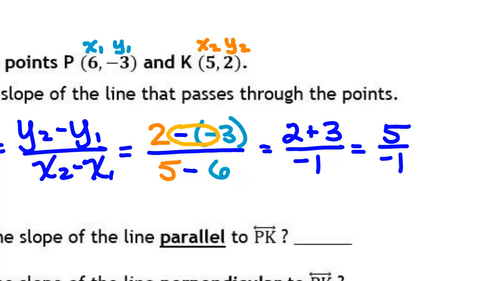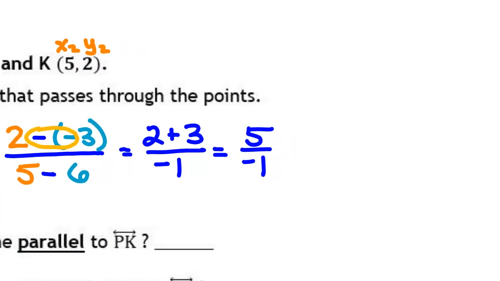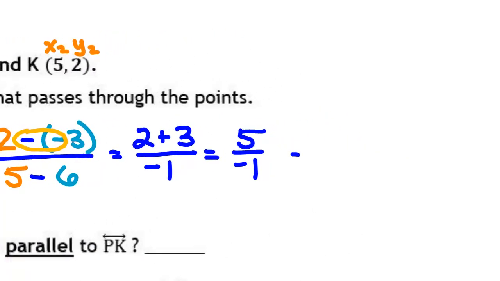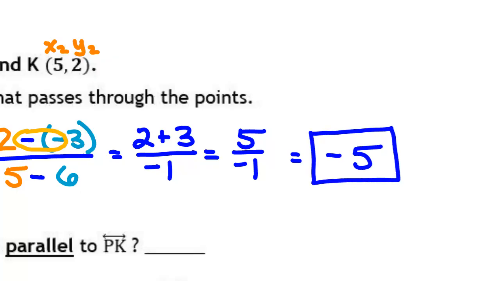When I get to this step right here, if I divide them and I get a decimal, I have to leave it in fraction form and reduce it like on the previous problem. If I divide these two numbers, do I get a fraction? No. What do you get when you take 5 divided by negative 1? We get negative 5. So negative 5 is my slope.